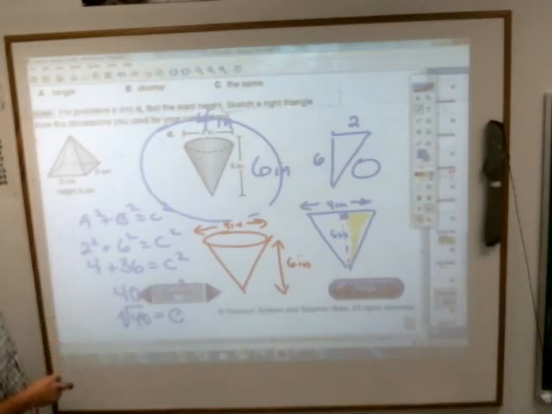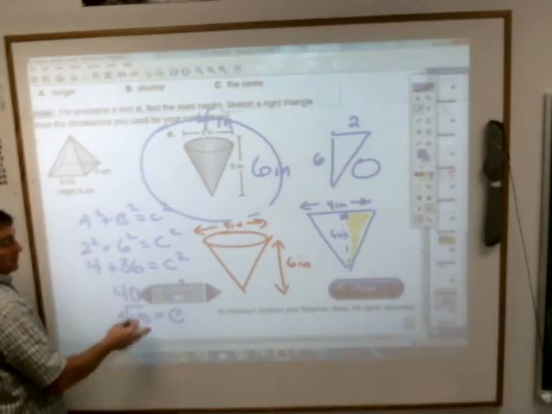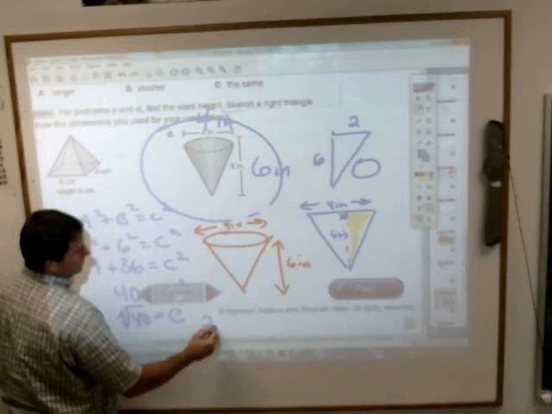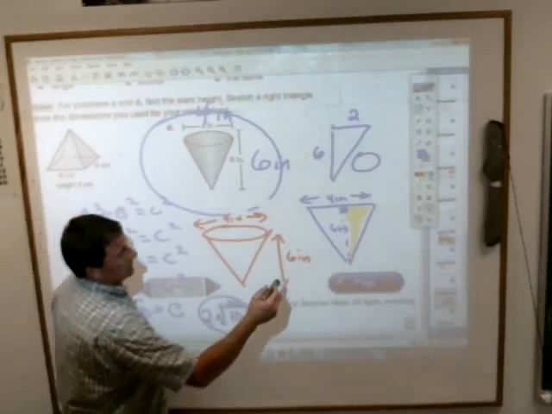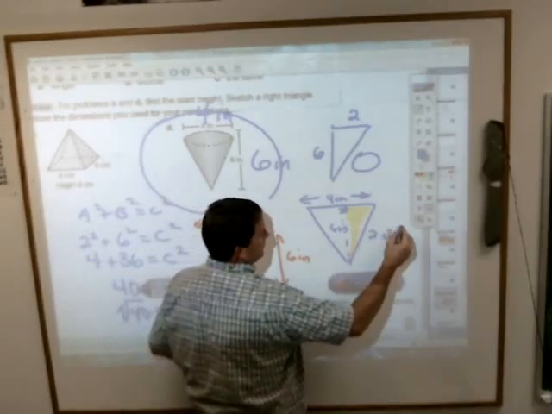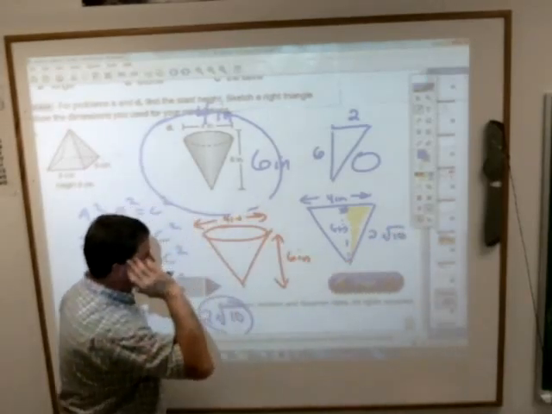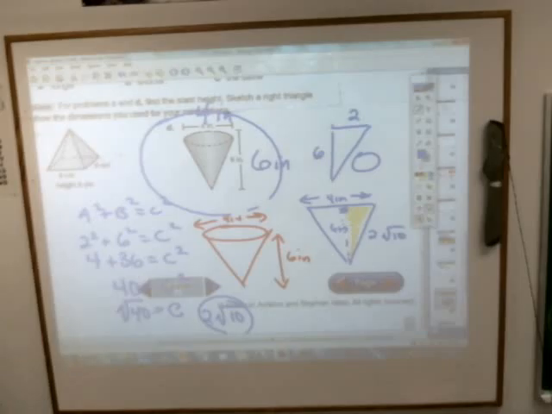And if you do the whole factor tree, it's the square root of 4 times the square root of 10. It is 2 times the square root of 10. 2 times the square root of 10. I said 4 was the height.